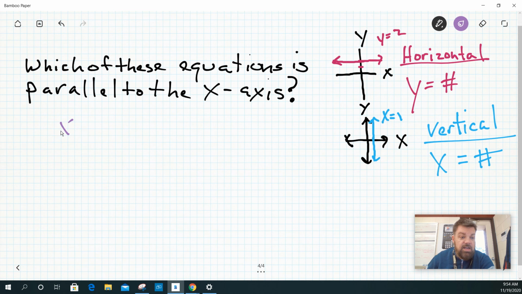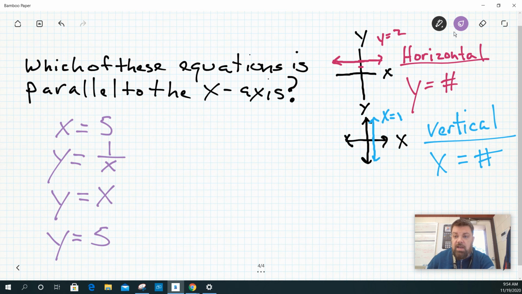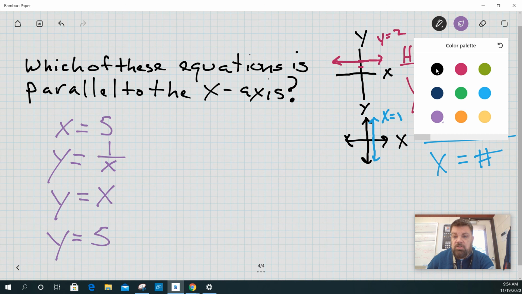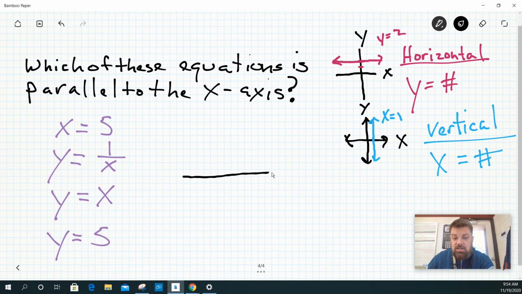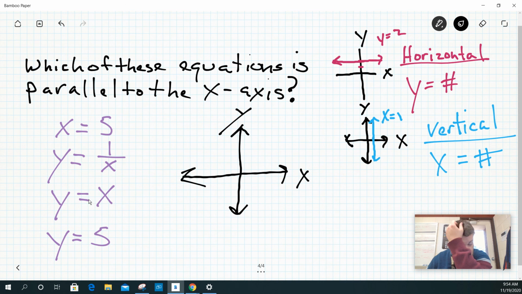So I've got x equals 5. I've got y equals 1 over x. I've got y equals x. And I've got y equals 5. And keep in mind, when you graph these, only one of these will work, but what we're really interested in is when we graph it, and I know this is not drawn perfectly, but this is what it looks like in your notebooks, which one of these is going to be parallel to the x-axis?